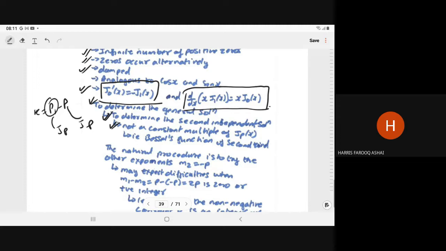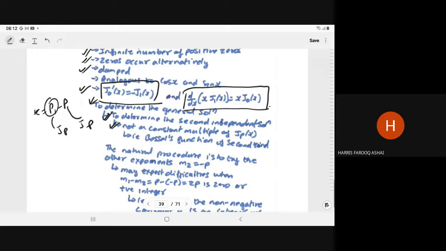But when I taught you the Frobenius method, I told you that you can get the second linearly independent solution through the second exponent. But if the difference between the two exponents is zero or an integer, then we have a problem. Then we can have some problem in determining the second linearly independent solution.